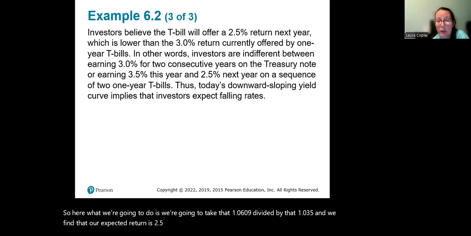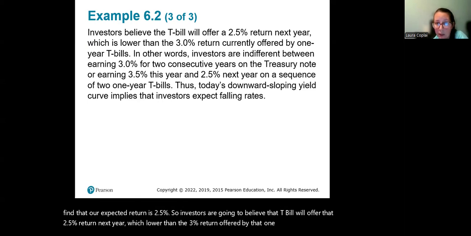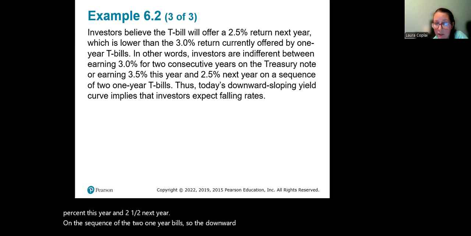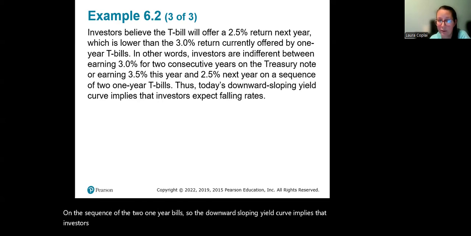So investors are going to believe that that T-bill will offer that 2.5% return next year, which is lower than the 3% return offered by that 1 year T-bill. So they're indifferent between earning 3% for 2 consecutive years on the Treasury note or earning 3.5% this year and 2.5% next year on the sequence of the 2 one year bills. So the downward sloping yield curve implies that investors expect falling rates.